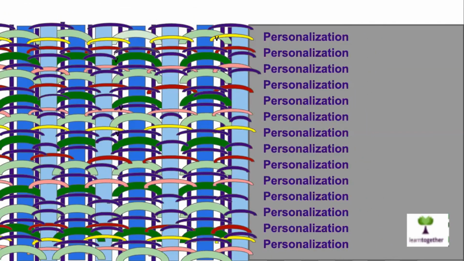All of this, every single piece of it, is surrounded and woven with personalization. You can see that personalization is vertical and horizontal because the more personalization you have, the tighter this weave is, and the more support you get for students and from students. So every single time we get the opportunity, we are going to personalize.